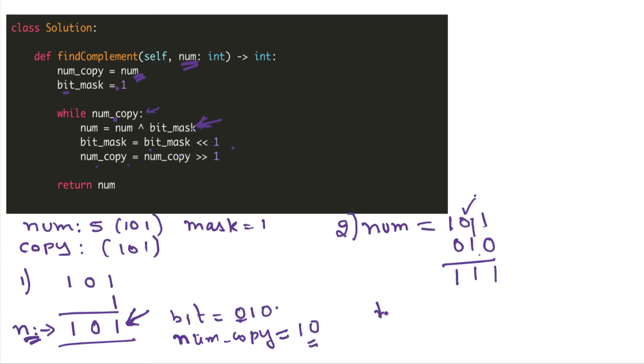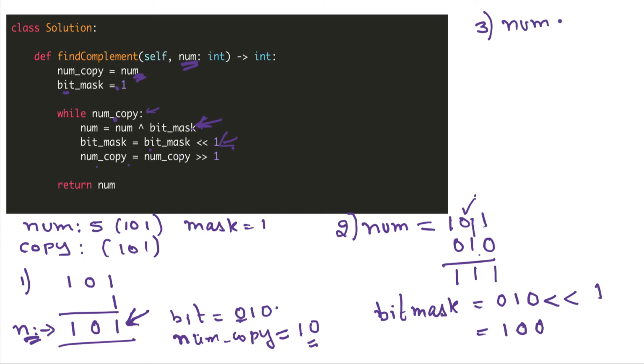And then the bit mask will be updated. The current bit mask is 010. It will be left shifted by 1. So the new bit mask will become 100. In the third iteration, we have the num value as 111, and we do a bit mask operation. The new bit mask is 100, and the output is 011. So wherever 1 is there, that value will be flipped. So this is the output.